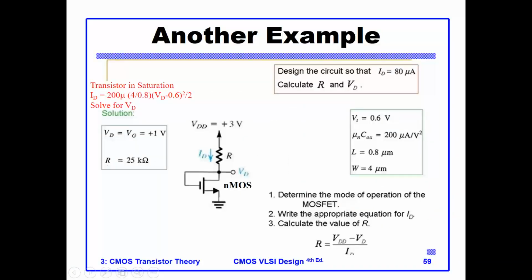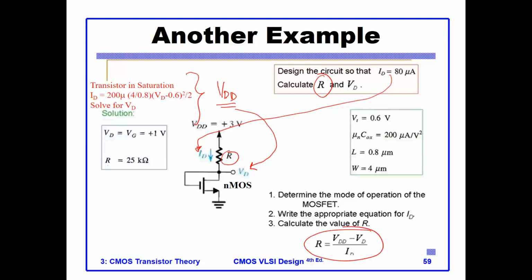Now, in case he did not give me R in the beginning, I have to readjust my strategy, which is to first solve for VDD. Once I find VDD, I can find R, because I know the value of the current, so R becomes VDD minus VD over ID. My earlier strategy depended on knowing R, but what if I don't know both R and VD? First I will solve for VD, then use this equation to solve for R.